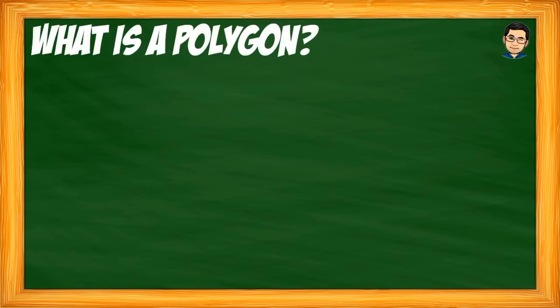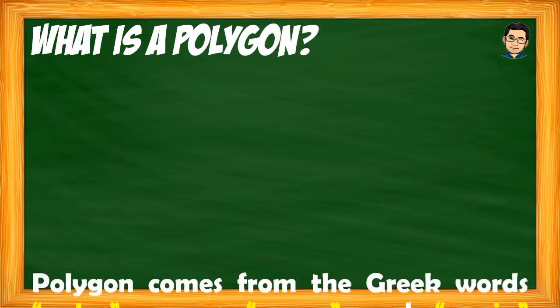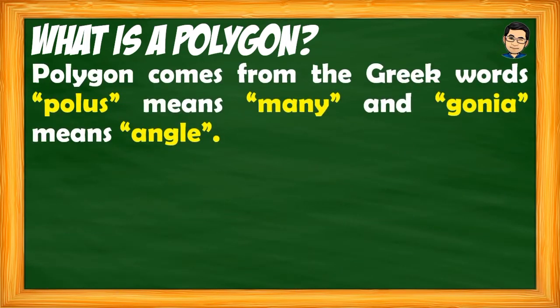Before we proceed to our main discussion, which is to illustrate polygons in terms of convexity, sides, and angles, let us first define what a polygon is. The word polygon comes from the Greek words polus, meaning many, and gonia, meaning angle. So in short, polygon means many angles. A polygon is made up of many angles, of course.